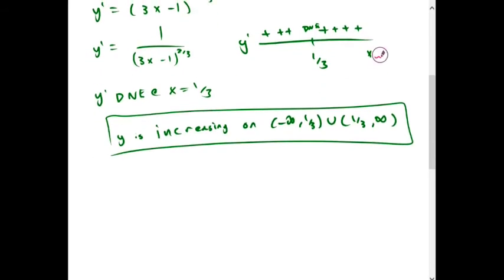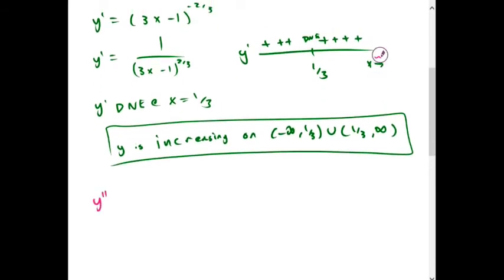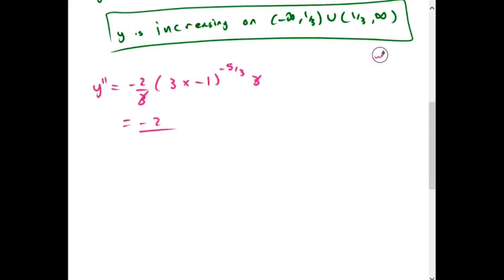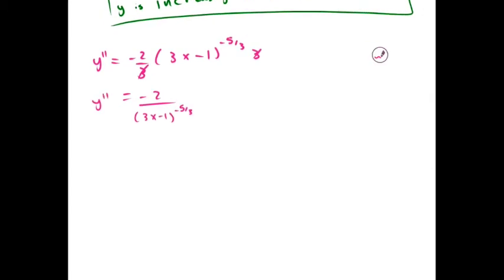And now we take the second derivative to check the concavity. So negative 2/3 times (3x minus 1) to the negative 5/3 times 3, chain rule, so cancellation. We have negative 2, and we'll just write this as negative 2 over (3x minus 1) to the 5/3. So again, y double prime doesn't exist at x equals 1/3.